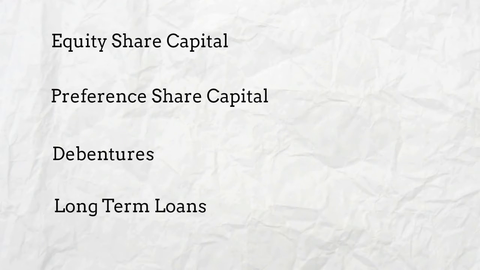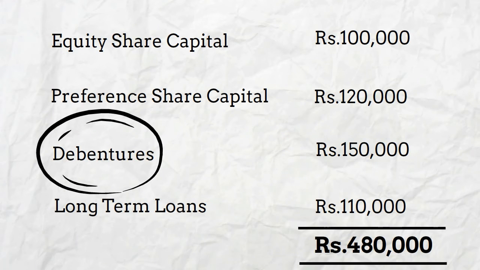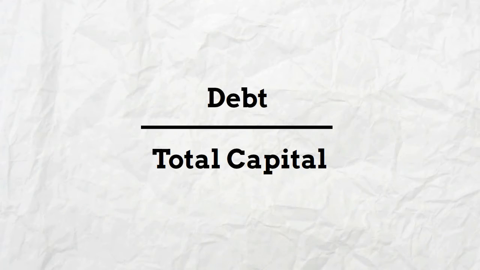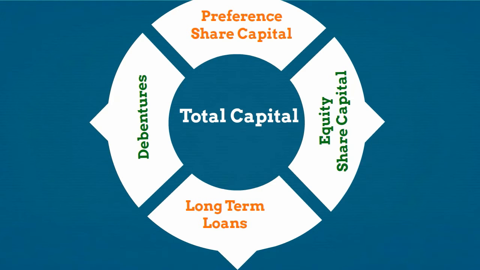But if you want to find out the percentage of debt in the overall capital, then you use the formula debt by total capital, where total capital refers to the sum of debt, equity and long-term loans put together. We've already discussed debt and equity earlier. Now let's discuss these in more detail.